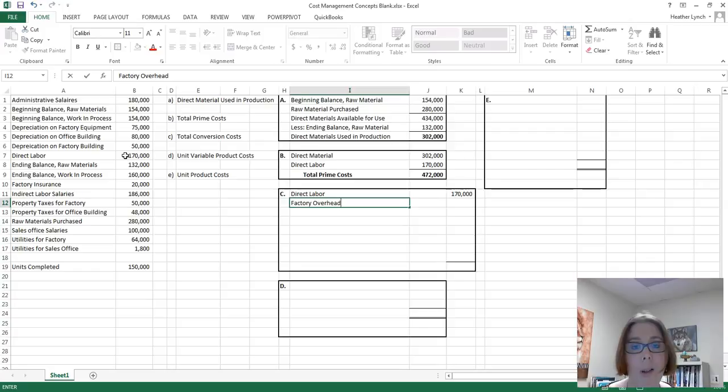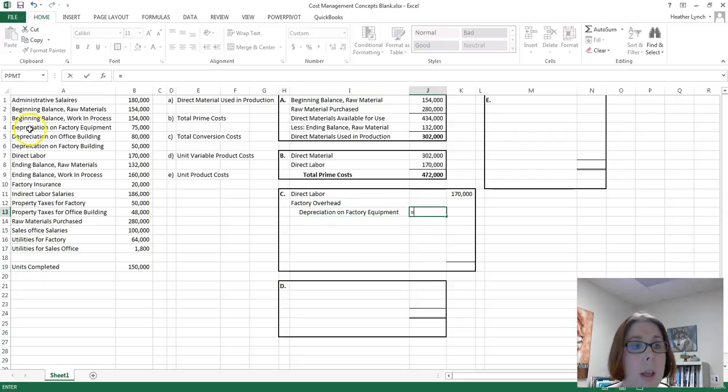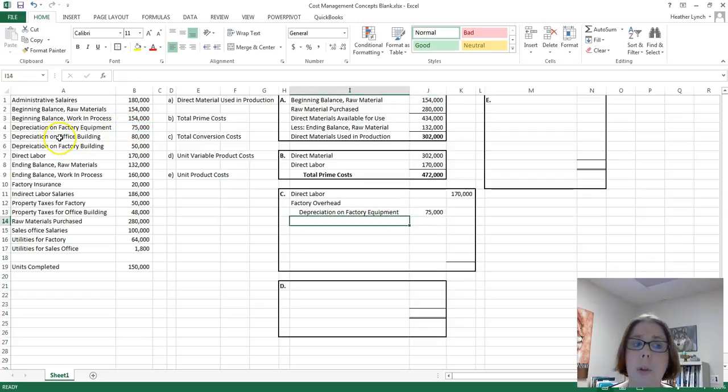Now, when you're trying to decide, well, which costs do I use for factory overhead? Here is a hint. If it says factory in it, it goes with your factory overhead. So if I look at my accounts here, administrative sales doesn't say factory. That's going to be a period cost. Beginning balance raw material, beginning work in process, that's not part of factory overhead. Depreciation on factory equipment. Here we go. This is our first one, depreciation on factory equipment. Okay, that amounted to $75,000. Depreciation on office building. Nope, that doesn't say factory in it. That's going to be a period cost.